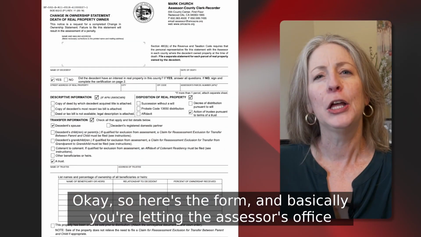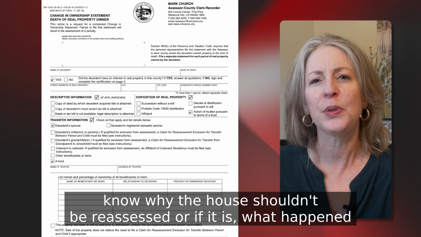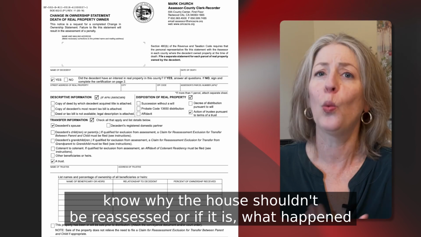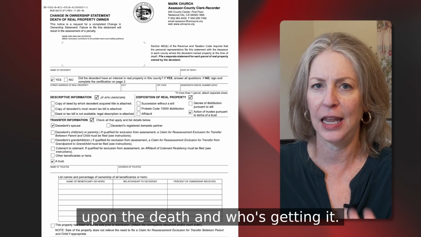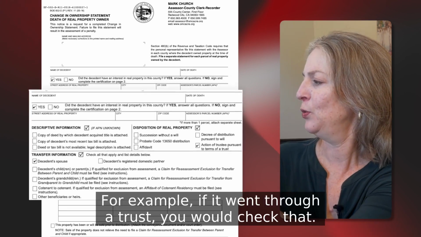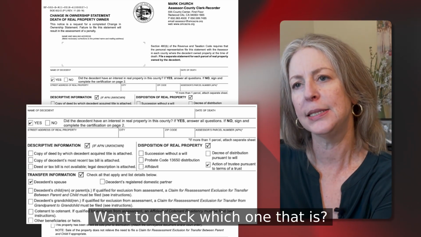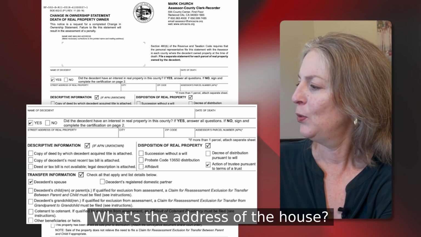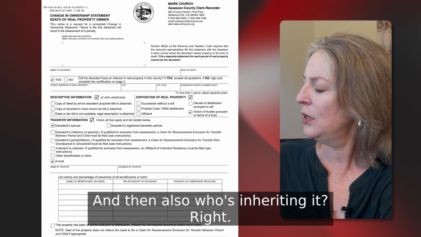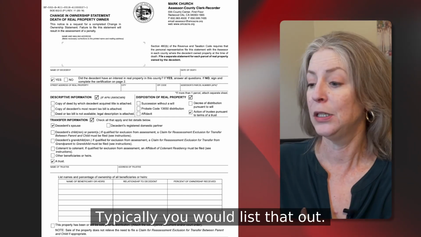And basically, you're letting the assessor's office know why the house shouldn't be reassessed, or if it is, what happened upon the death and who's getting it. So you let them know how the house passed. For example, if it went through a trust, you would check that. Did it go to their spouse? Did it go to their kids? You want to check which one that is. What's the address of the house? And then also who's inheriting it, right? And what percentages do they get? Typically, you would list that out.